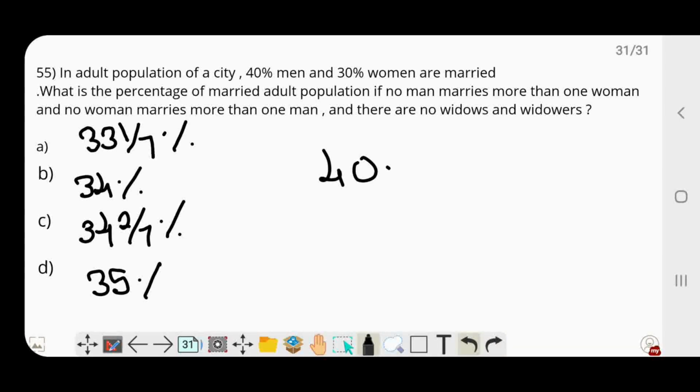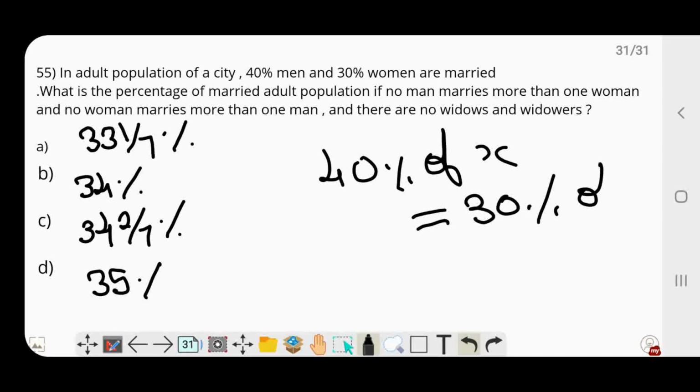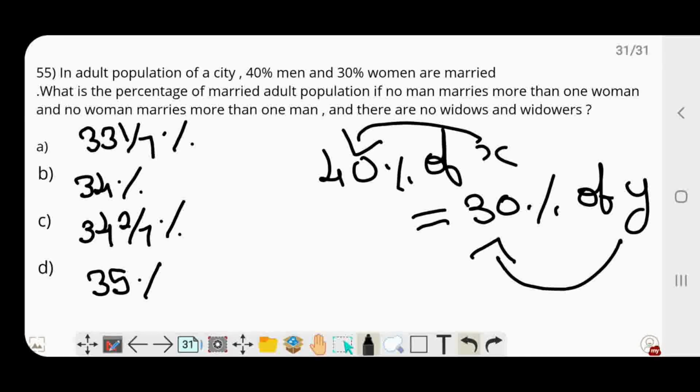So here they tell us that 40% of men and 30% of women are married. Let the number of men be X and let the number of women be Y. Then we have 40% of X is equal to 30% of Y. So we come to know that men are less in number, and that's why more men get married. Women are more in number, hence fewer women are getting married.